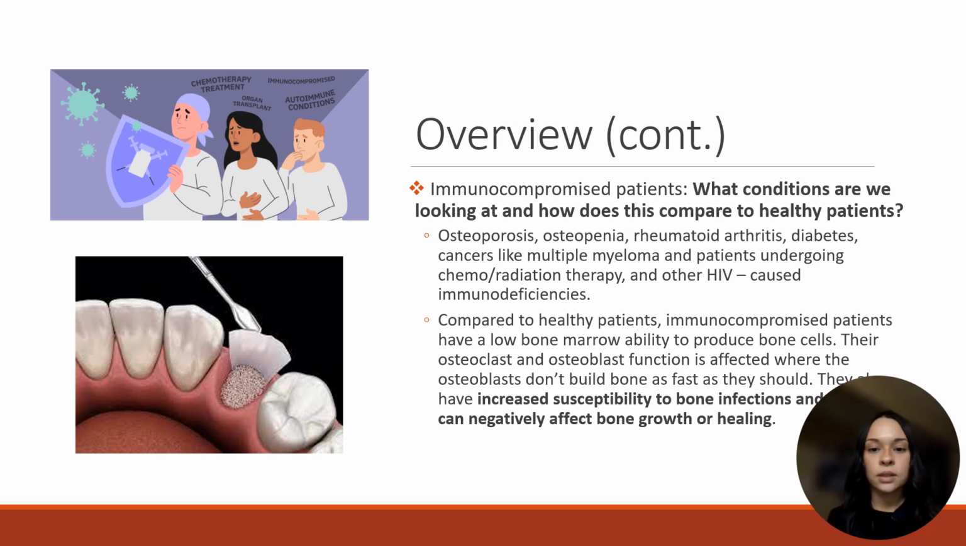Compared to healthy patients, immunocompromised patients have a low bone marrow ability to produce bone cells. Their osteoclast and osteoblast function is affected, where the osteoblasts don't build bone as fast as they should. These patients have an increased susceptibility to bone infections, and their bone growth or healing is negatively affected.